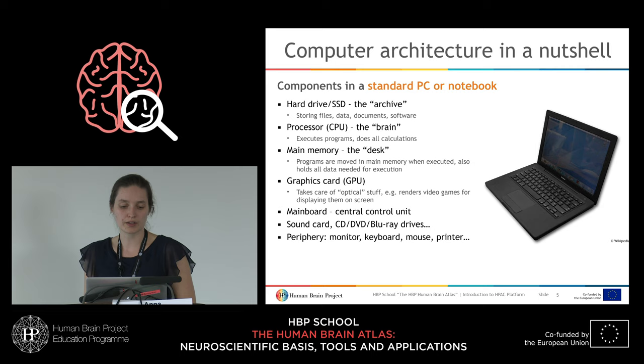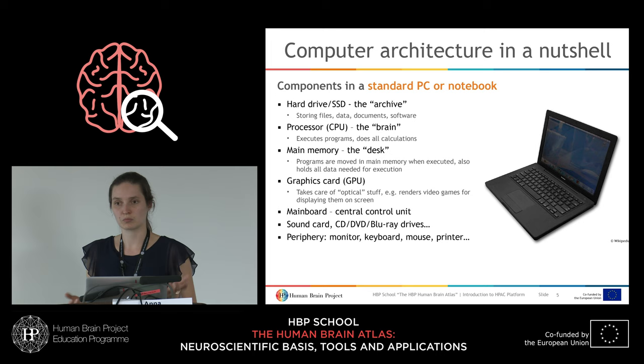And then there are some more things like the main board, that's like the central control unit, which decides which data to copy from the main memory back to the hard drive or the other way, or what the processor should do next. Then there are some other things which might or might not be in a computer: sound cards, CD, DVD, Blu-ray drives, and a lot more, depending on what the computer should do. And you have some periphery. You need a monitor, a keyboard, a mouse, speakers, a printer.